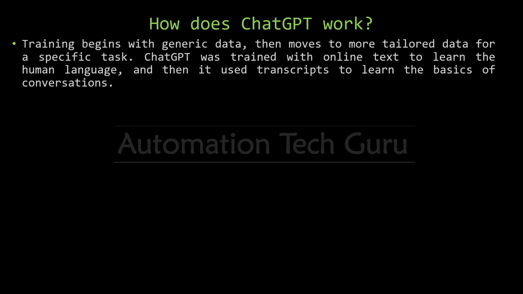Training begins with generic data, then moves to more tailored data for a specific task. ChatGPT was trained with online text to learn the human language, and then it used transcripts to learn the basics of conversation.